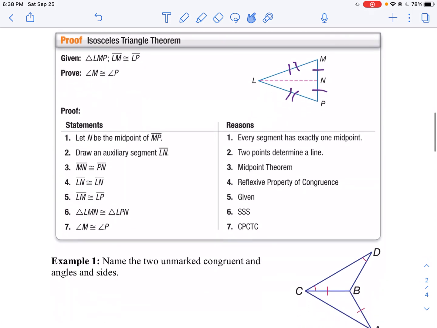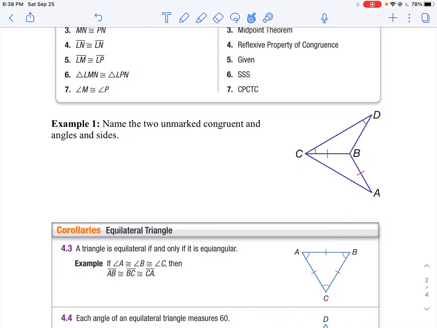So now let's apply that to a problem here. I want to name the two unmarked congruent angles and sides. I'm going to start with triangle BCD. Well, look in BCD, angle C is congruent to angle D. Therefore, I look at the sides opposite those angles. And that tells me side CB is congruent to side DB. So I'm going to say side BC is congruent to side BD.